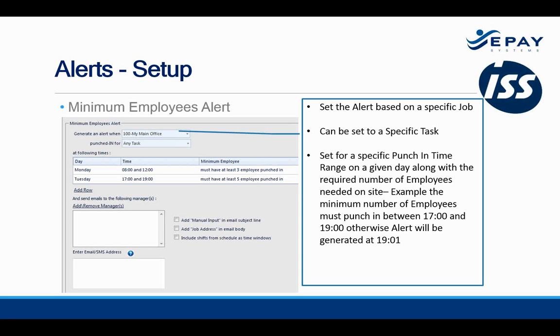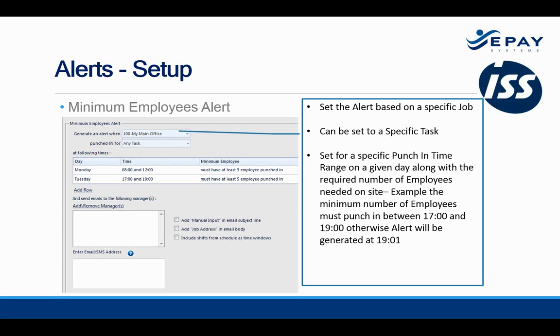If someone punches in at 10 o'clock, it'll record it. If someone punches in at 12:30, wait a minute, it's outside this range. So in that little example, I have 2 employees punched in. One has clocked outside of this range. Therefore, at 12:01, I'm going to get a little message letting me know that I only have 2 employees on site and I don't have enough employees working.